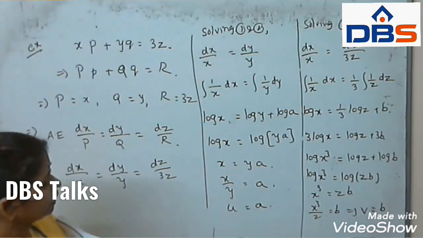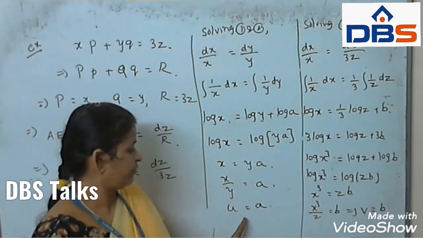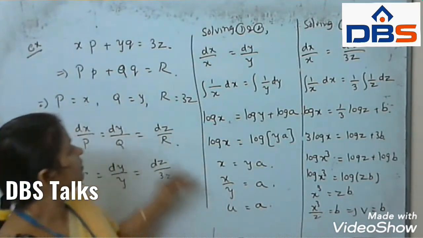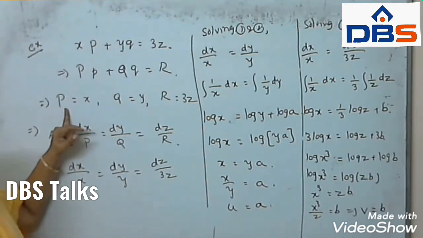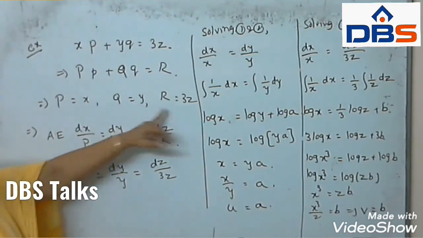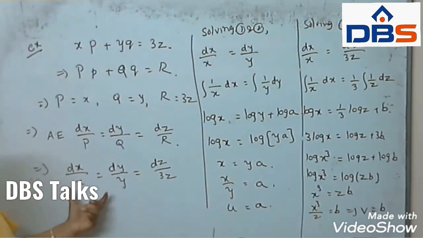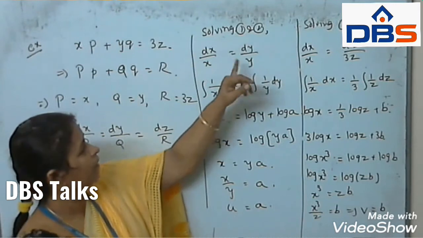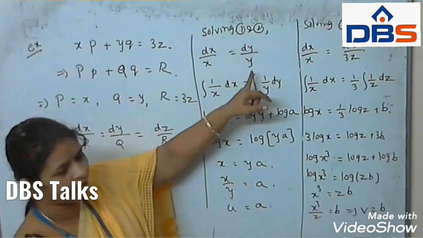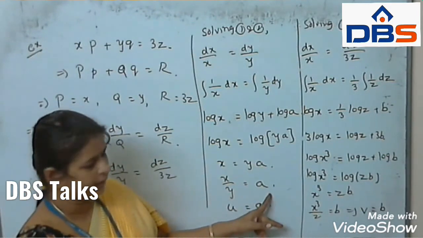So now we have found the two functions u and v. First we consider P, Q, R from the given equation, then the auxiliary equations. Then we have taken the first ratio and second ratio. By solving the first ratio and second ratio, dx by x equal to dy by y. By integrating this, you will get a function x by y equal to a.